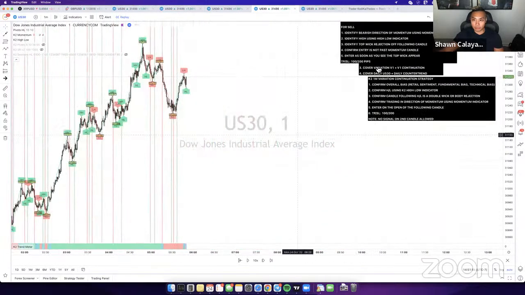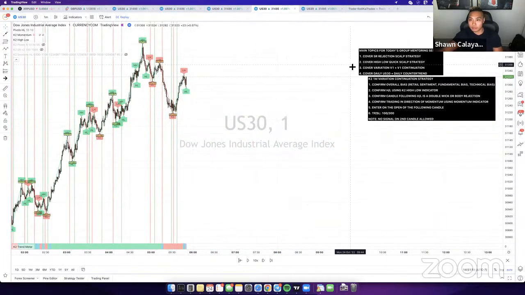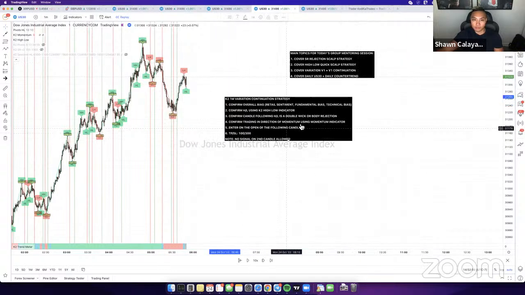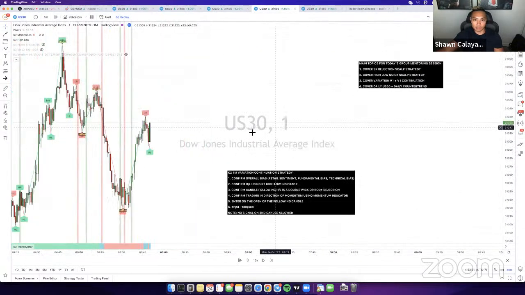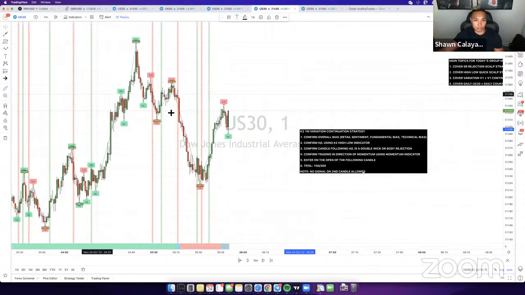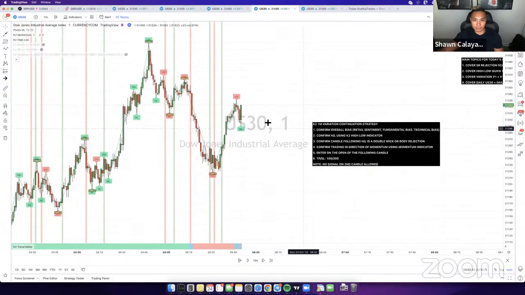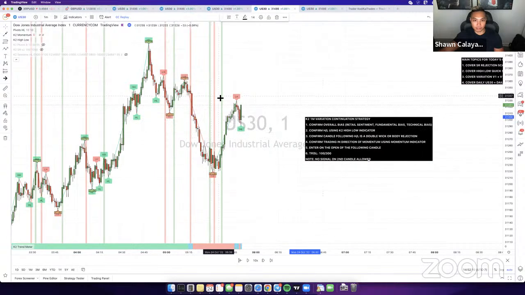All right, let me grab the requirements. So for the V1 continuation, there is one right here. Let me just measure the candle, make sure it's not too big. It's kind of tight, but I mean, it still fits the criteria.